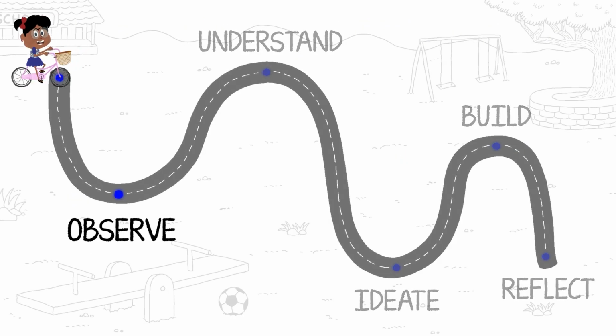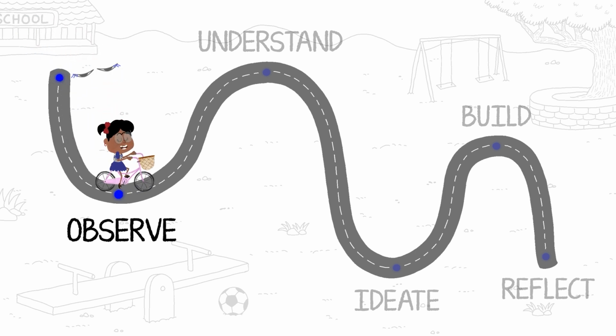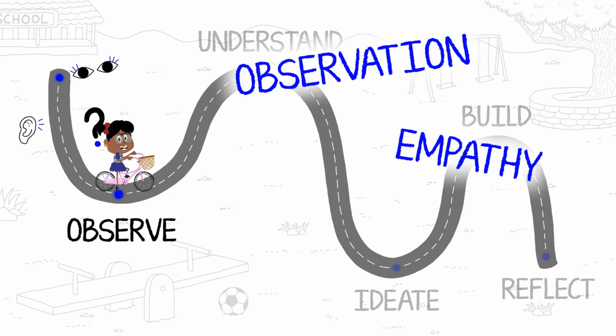Aisha just completed phase 1 of the design thinking process by identifying needs and issues of the people involved through observation, empathy, and research.